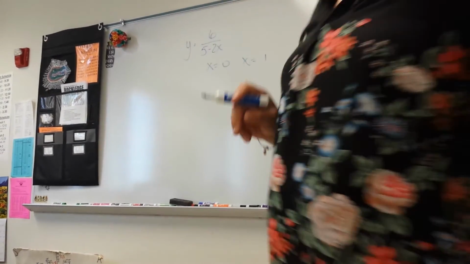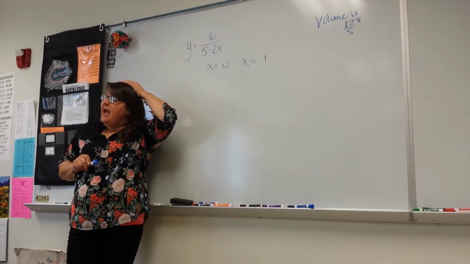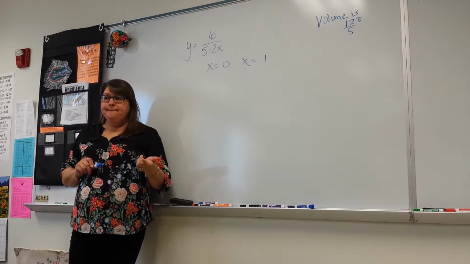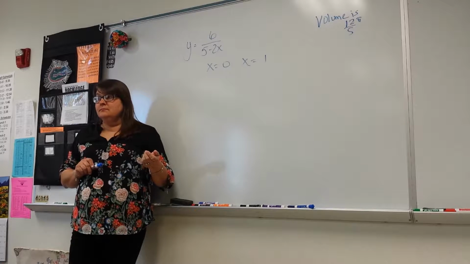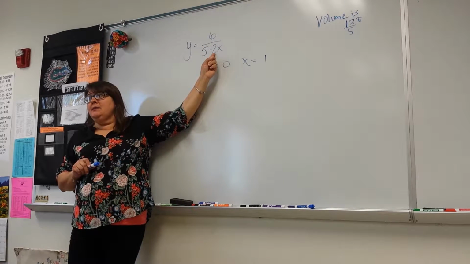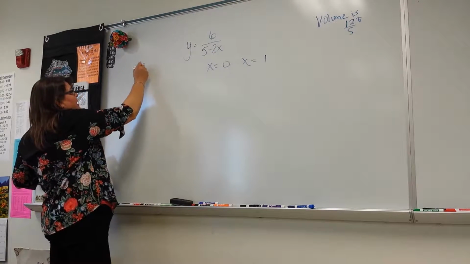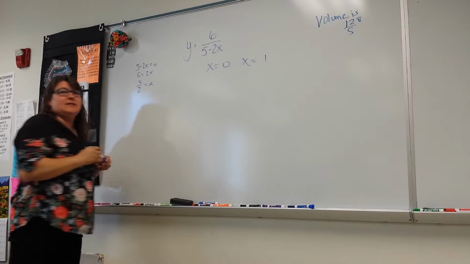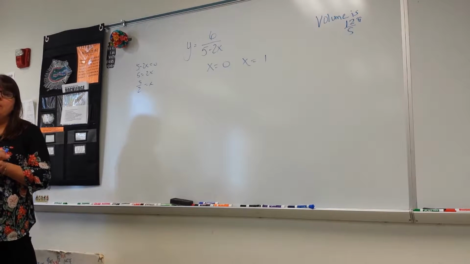So he is 100% right that this does have an asymptote. Where would the asymptote be? You set the bottom equal to 0: 5 minus 2x equals 0, 5 equals 2x, 5 halves equals x. So the asymptote occurs at 2.5. You are 100% right.